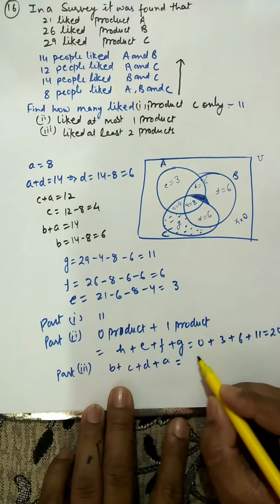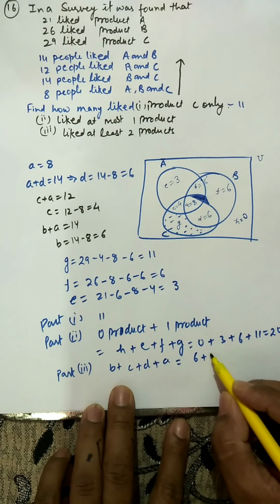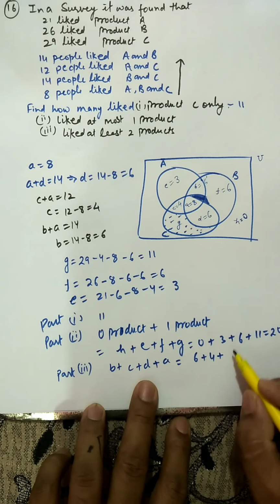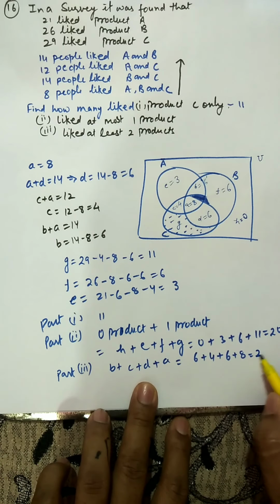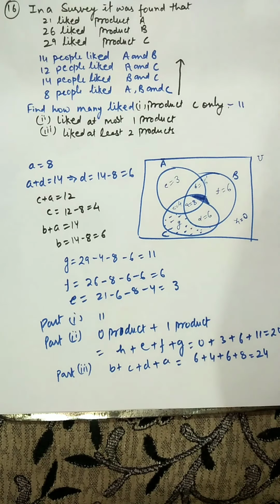So we'll add all these values. B is 6, C is 4, D is 6, and A is 8. So this is 10, 10, 16, 16 plus 8, this is 24. So there are 24 people who liked at least 2 products.